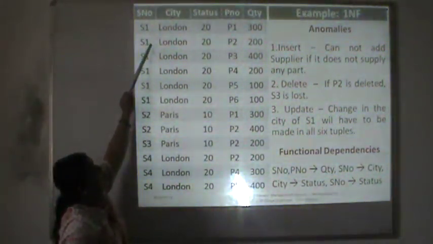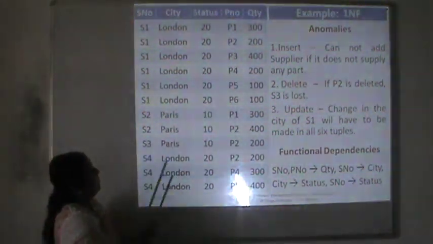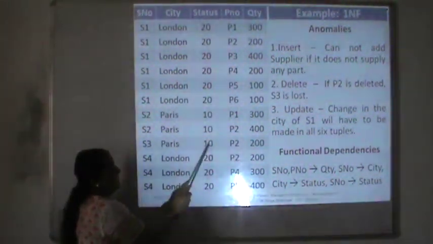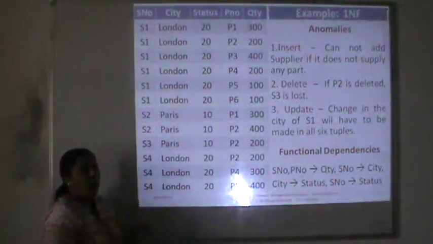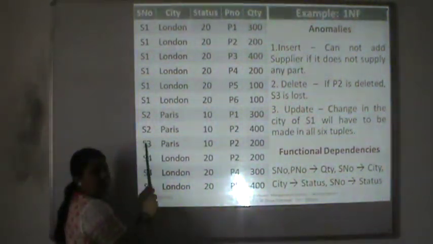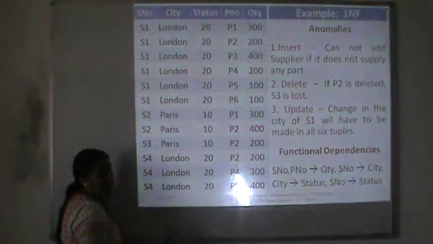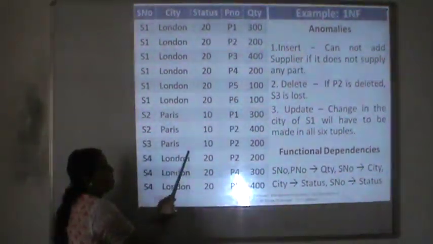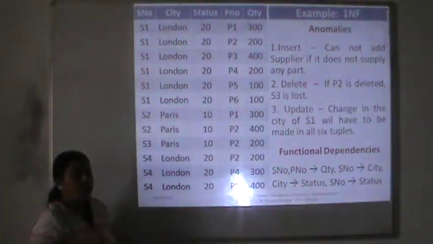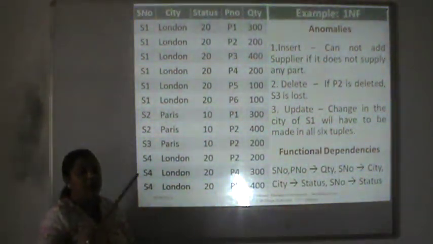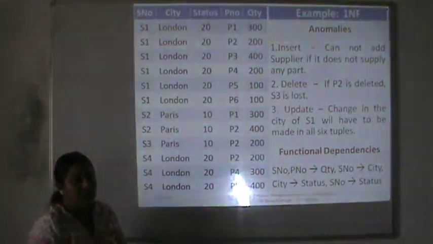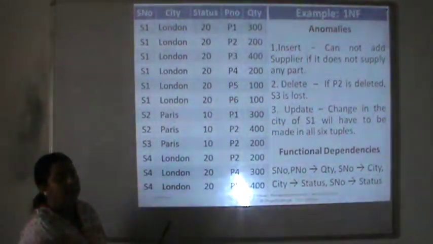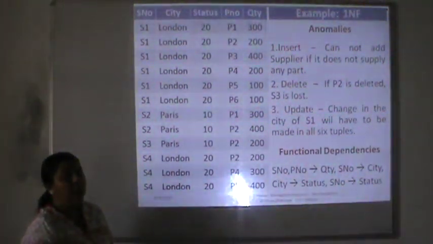there is no problem if I delete this tuple. There is no problem if I delete this tuple. There is no problem if I delete this tuple. But if this tuple gets deleted, we will lose the information of supplier S3. We will lose the information that S3 resides in Paris and the status of Paris is 10. So the details of supplier S3 are lost because of deletion of the tuples having P2. This is a deletion anomaly that we face in this particular database design. So we know that we have to avoid such designs.